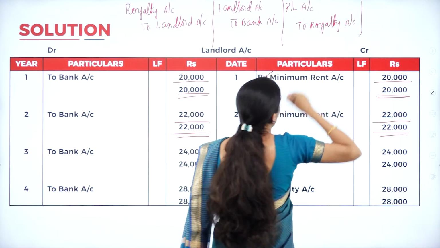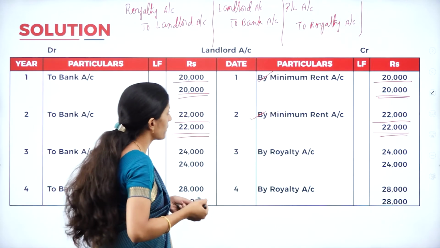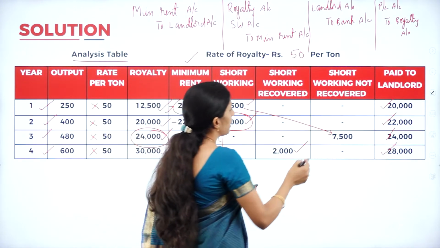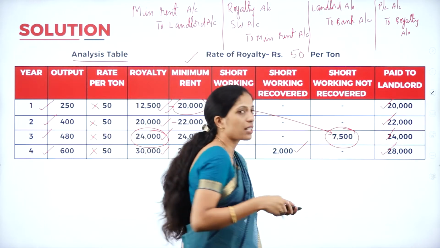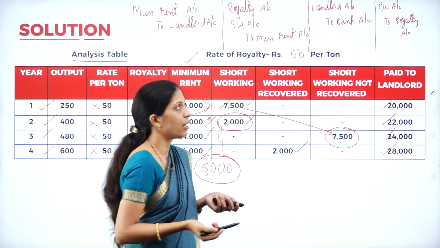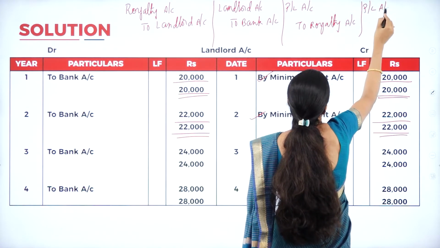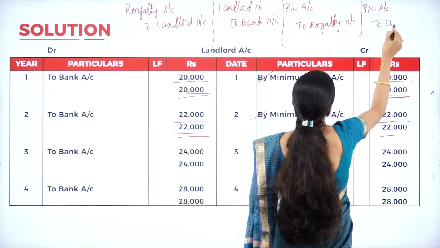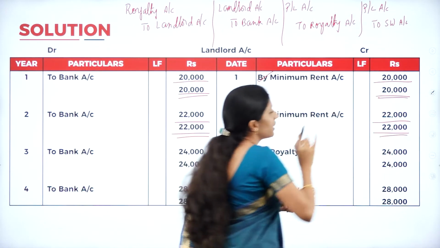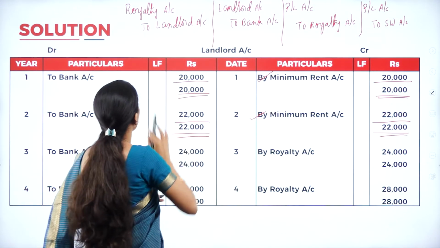Next, if there are any short workings which are not recovered, we shall go through the third year. There is 7,500 which is not recovered, so we will transfer it to profit and loss account. So, what is the entry? Profit and loss account debit to short workings account. Okay, so this will be the entry. Now, we shall go through the entry.